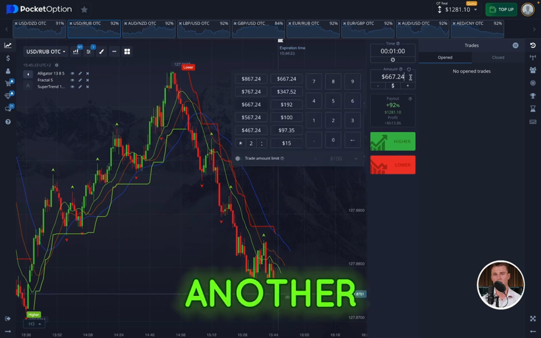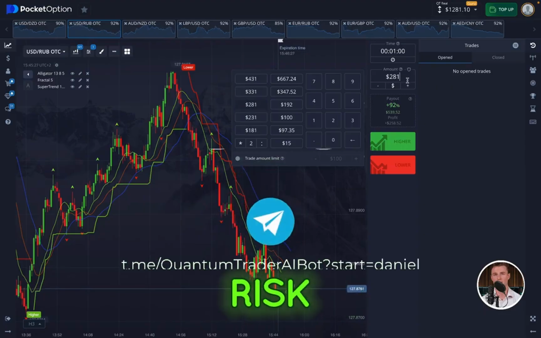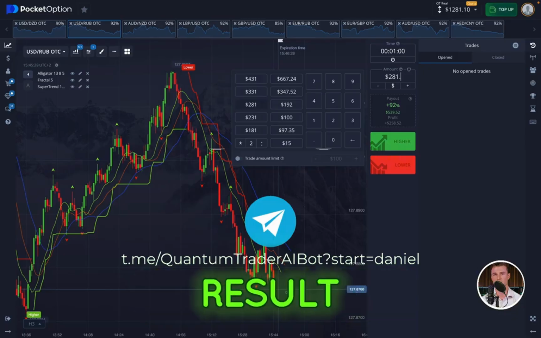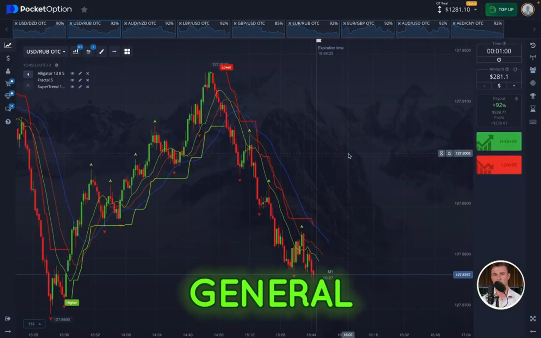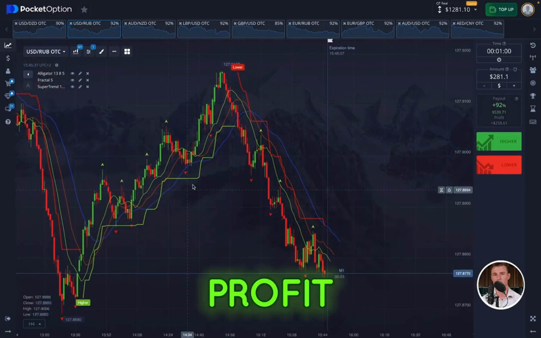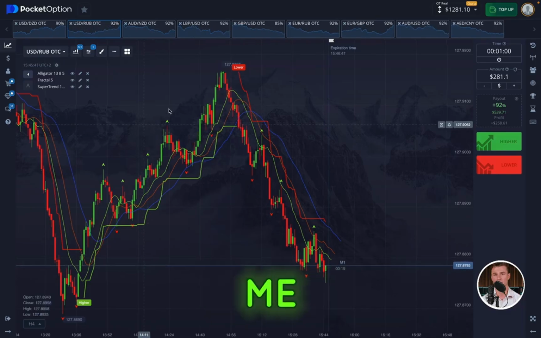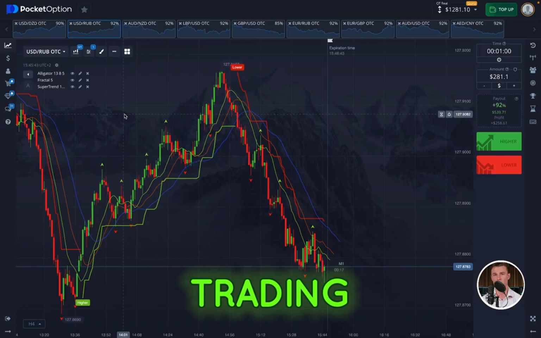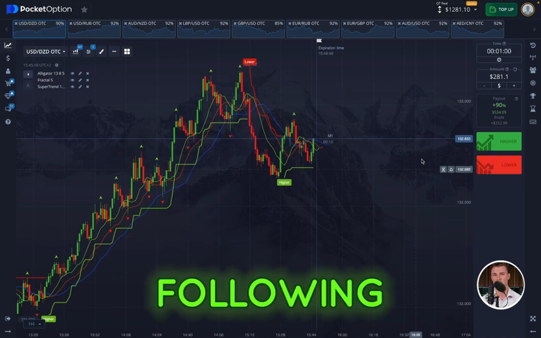And let me open another position for $281. I won't risk all the profit, just consolidate the result. And open another position. In general, even if the trade closes in the negative, profit in the amount of $800 will more than satisfy me for today's trading process. So let's continue and pick up the following currency pair.